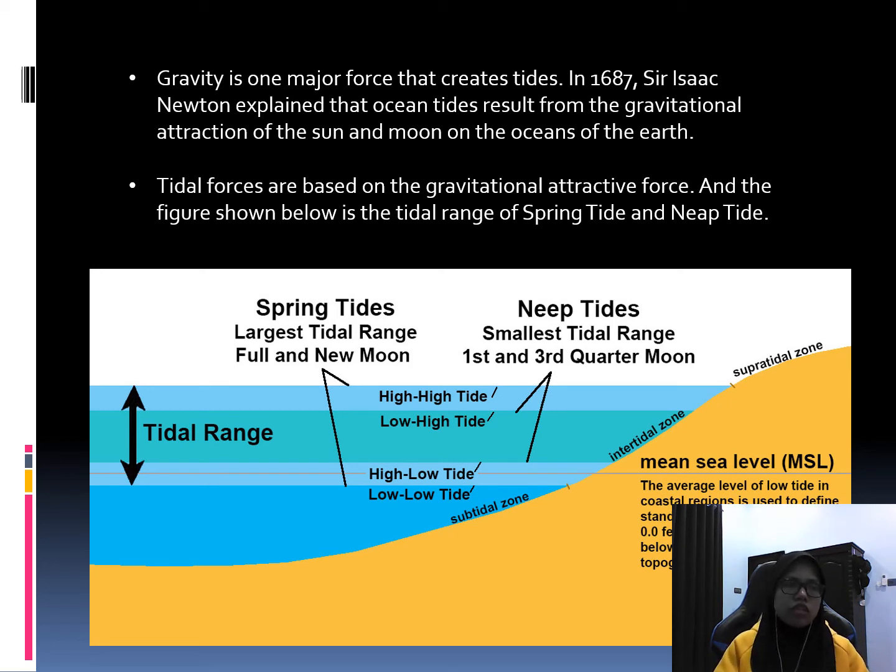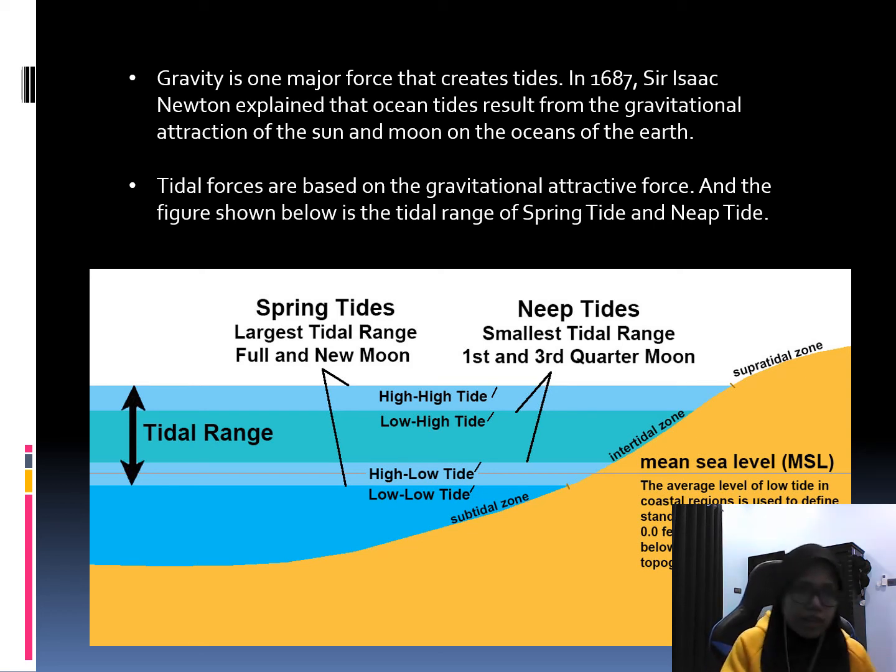So as you can see, the spring tides make the largest tidal range during the full and the new moon, while the neap tides make the smallest tidal range during the first and the third quarter moon.